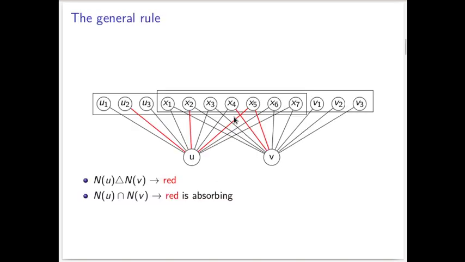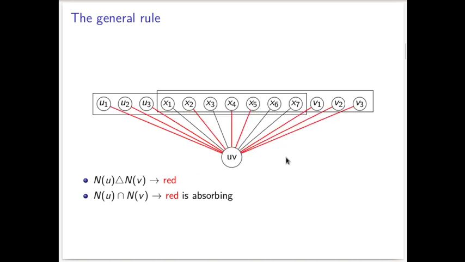If we summarize the general rule when we contract two vertices U and V, remember that U and V don't need to be adjacent. All private neighbors of them will be connected with red edges. And for common neighbors of them, red is absorbing, which means that a vertex will be connected with a black edge only if it was connected with a black edge to both U and V.